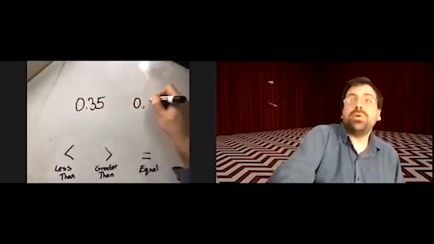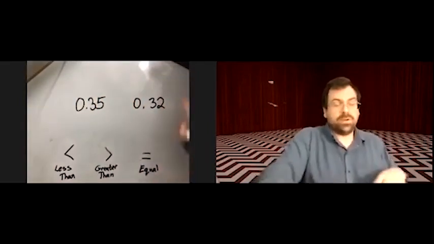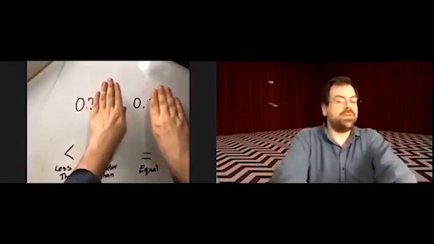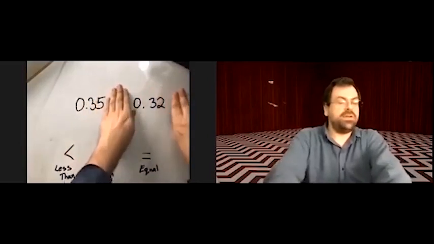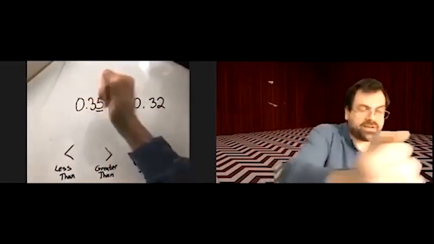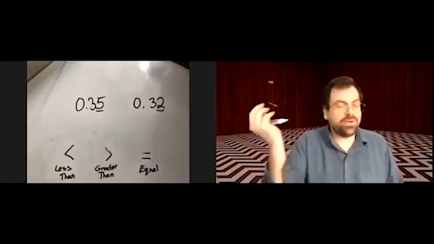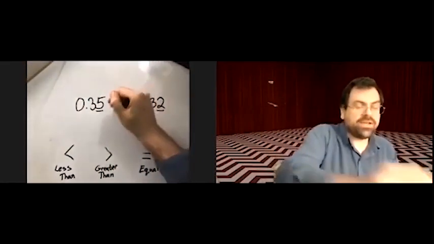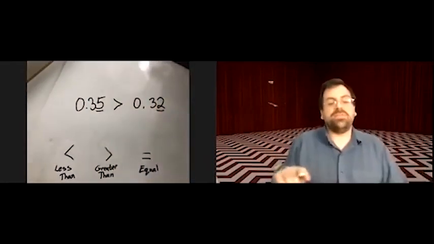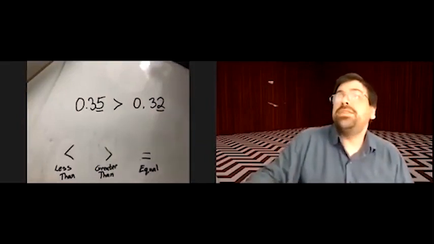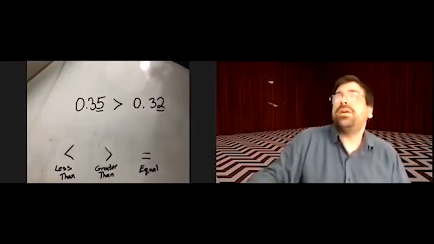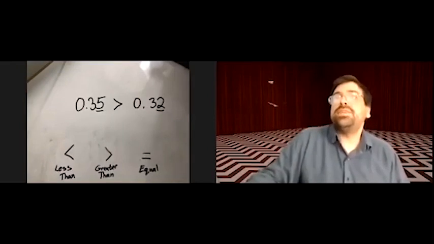0.35 and 0.32. Zeros are the same. 3s are the same. 5 and 2 are different. Compare the 5 and the 2. 5 is greater than 2. So 0.35 is greater than 0.32. You're thinking, okay, this is pretty simple.